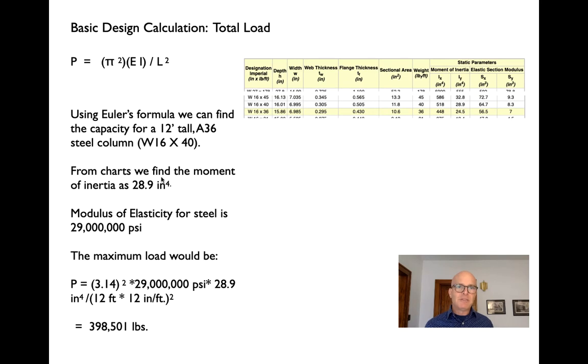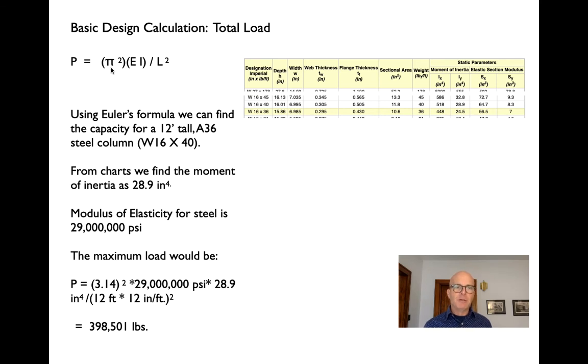So as an example, we can find the maximum load for any A36 steel shape that we want. Here, if we want to find how much load a 12-foot tall W16x40 can take, we go to the charts and we find the moment of inertia for this shape. Here's our W16x40. We come over and here is our moment of inertia in inches to the fourth. We will get to moment of inertia around the y-axis in a little bit, but for the moment, we're just going to look at moment of inertia around x. Modulus of elasticity for steel we know is 29 million psi.